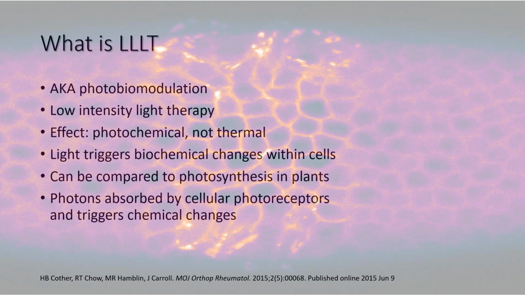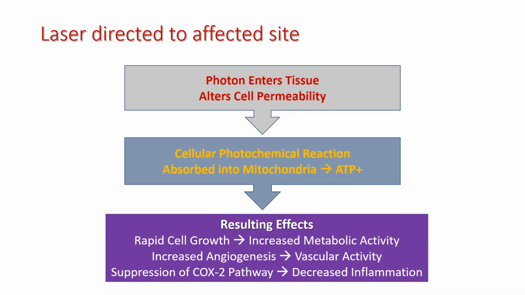The light will trigger a biochemical change within the cell. It's compared very favorably, and this works great with patients. This is photosynthesis in plants. This is photosynthesis in our bodies. Photons are absorbed by cellular photoreceptors, and without question, they will trigger chemical changes. So those changes, what I tell my patients, are increased ATP, oxygenation, and neurotransmission. So when you direct the laser to the affected site, you're now allowing photons to enter the tissue. The photons will alter the cell permeability.